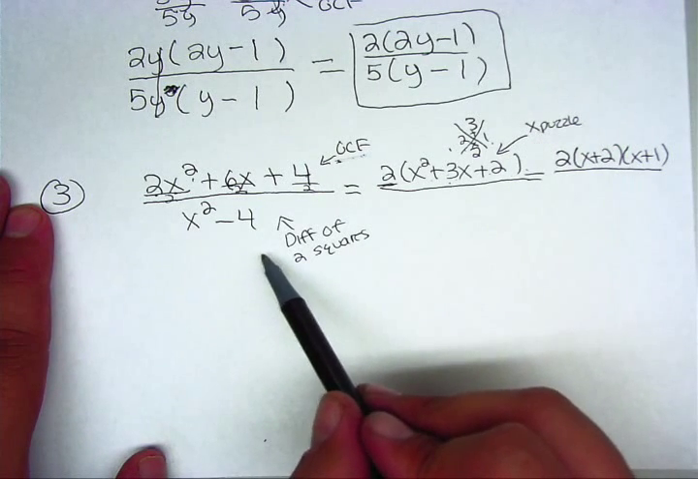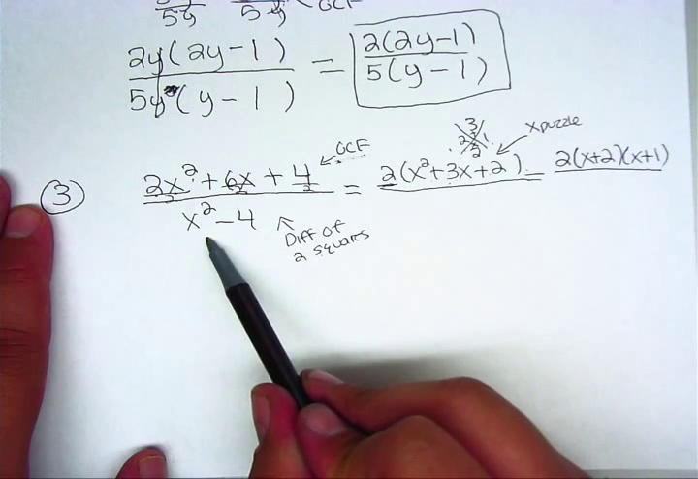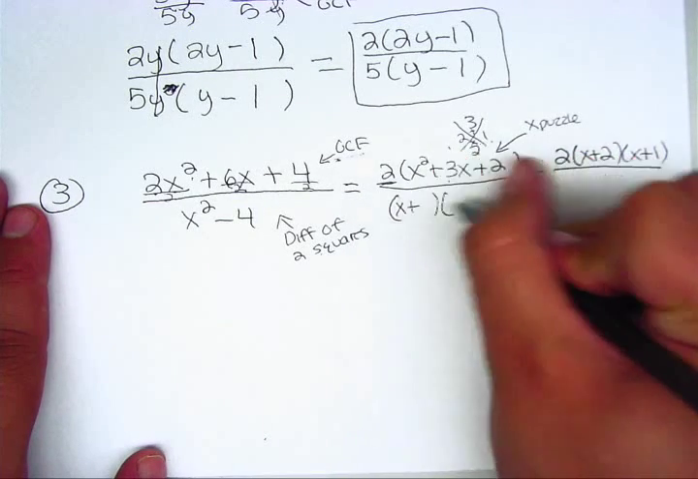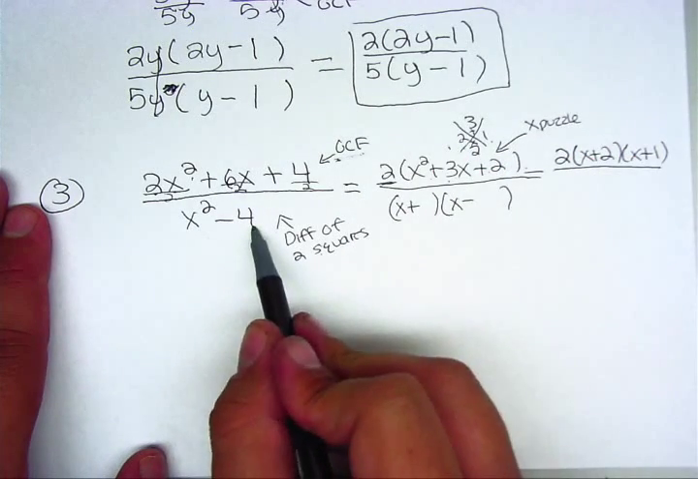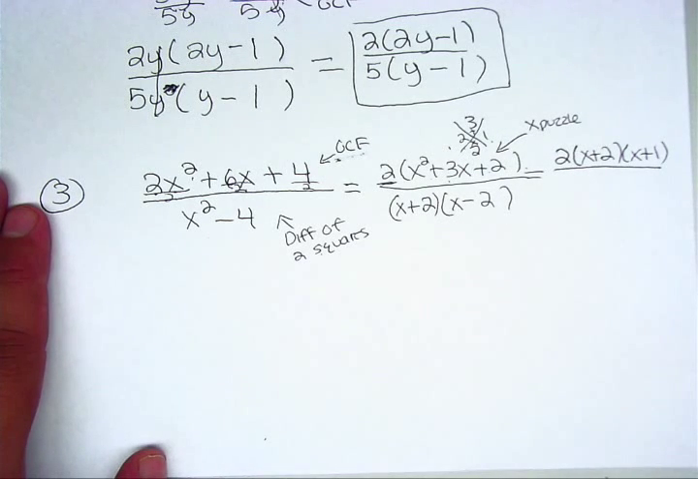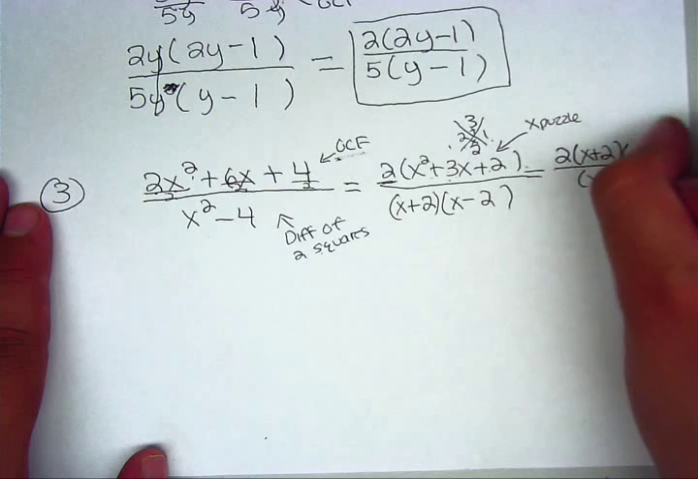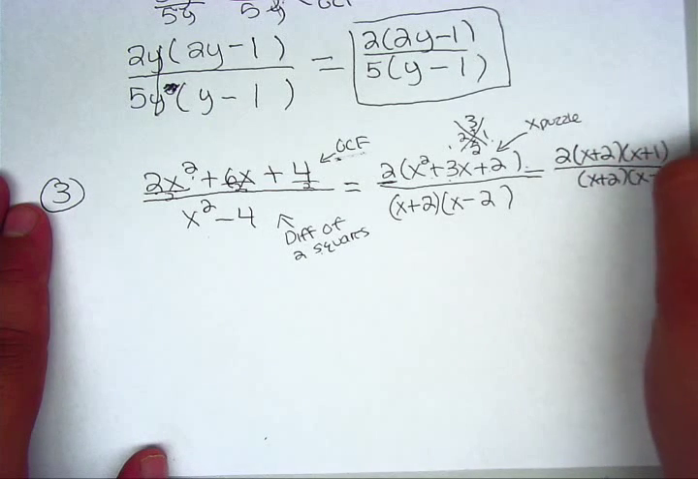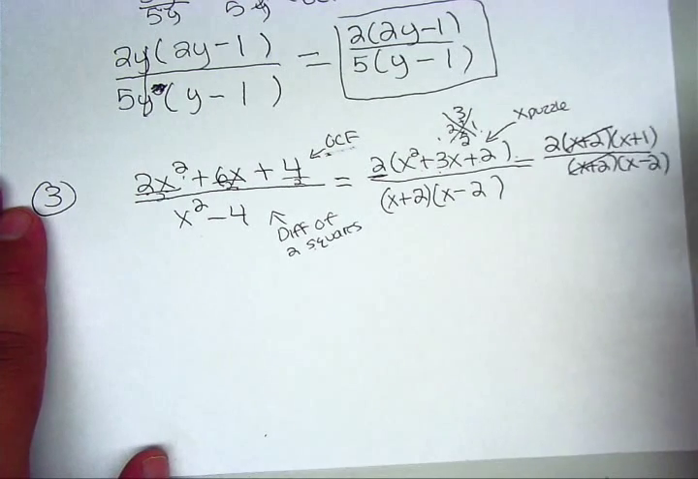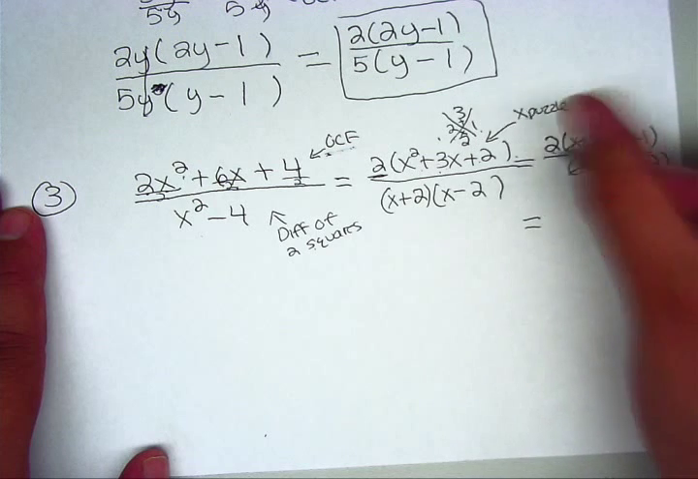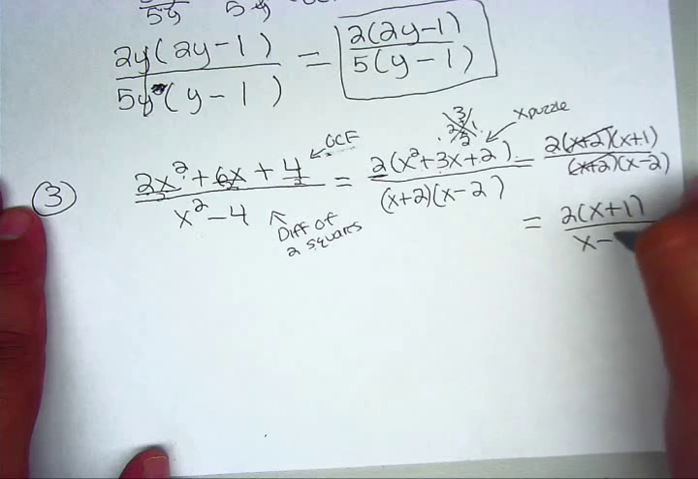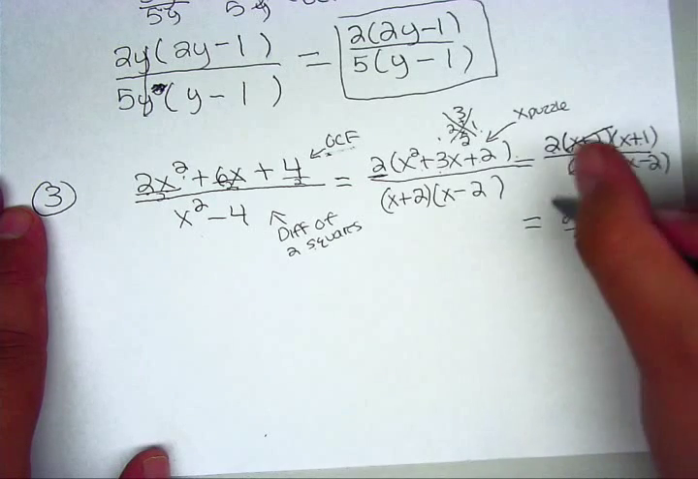Now let's do the bottom. The difference of two squares of x squared minus 4. We know the difference of two squares has the form x plus and x minus. The square root of 4 is 2, so x plus 2 and x minus 2. I can bring that over here. And now let's see what cancels. The x plus 2's cancel, and I'm left with 2 multiplied by x plus 1 on top divided by x minus 2 on bottom. That's our answer.